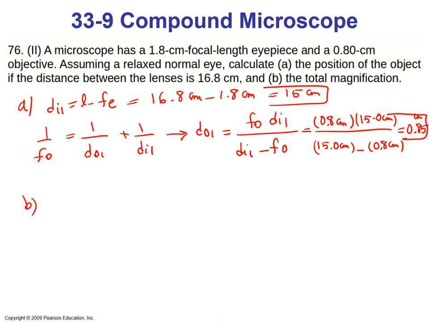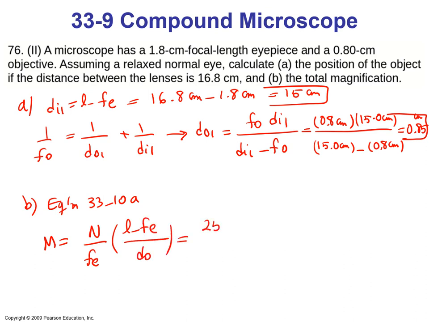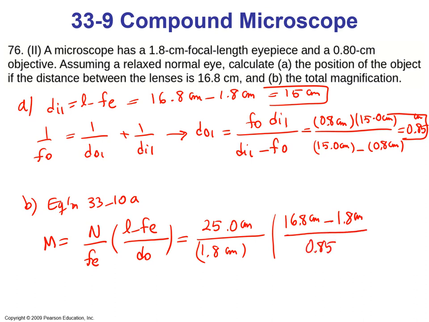For part B, with the final image at infinity, the magnification is given by equation 33-10A. M is equal to N over FE multiplied by (L minus FE) divided by DO. Let's plug in values. We have a relaxed eye, so we have 25 centimeter for N, 1.8 centimeter for FE, multiplied by 16.8 centimeter minus 1.8 centimeter divided by 0.85 centimeter from part A, which is equal to 247x, which is almost 250x magnification.